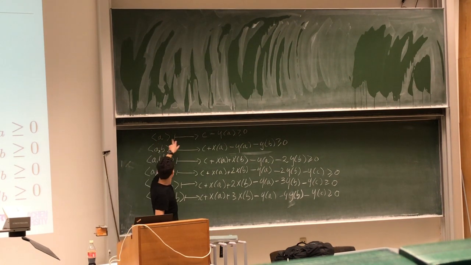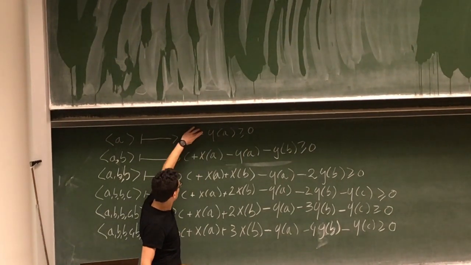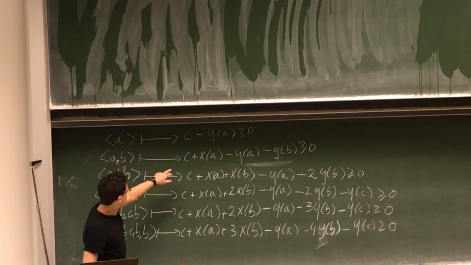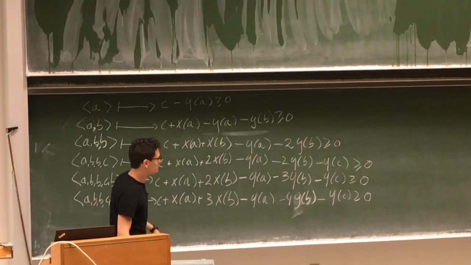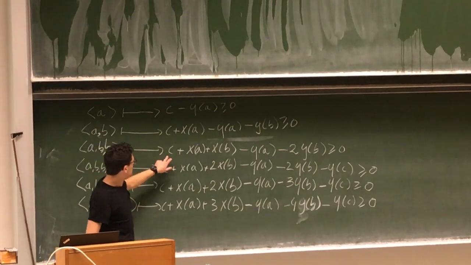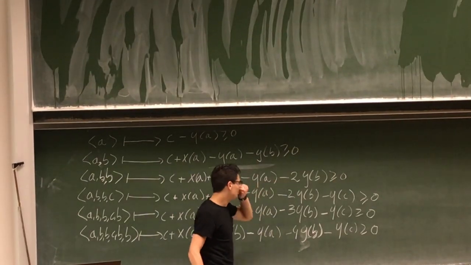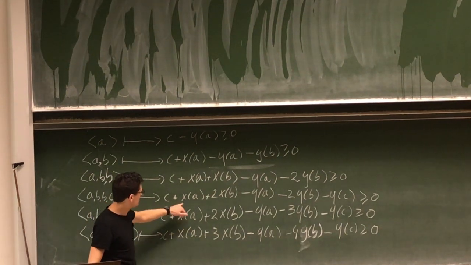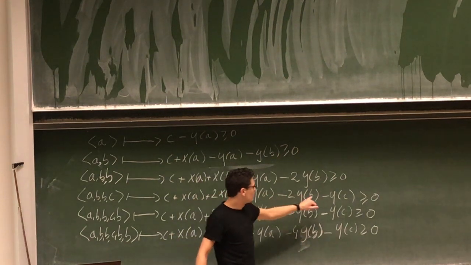So the first sequence, A, maps to C plus xa minus ya greater than or equal to 0. The second one maps to C plus xa minus ya minus yb greater than or equal to 0. And the third one, ABB, maps to C plus xa plus xb minus ya minus 2yb. And ABBC maps to C plus xa plus 2xb minus ya minus 2yb minus yc.